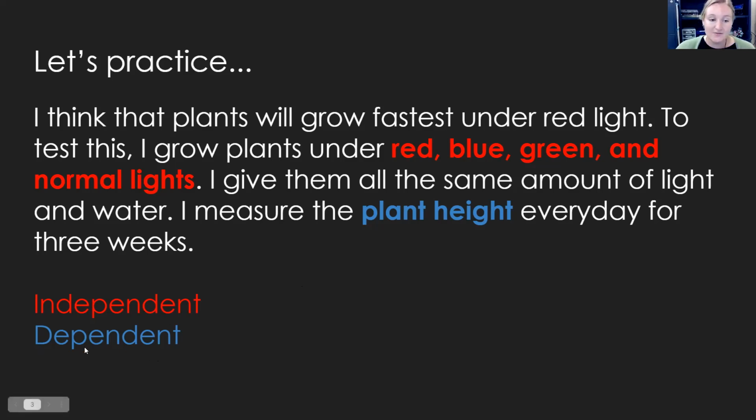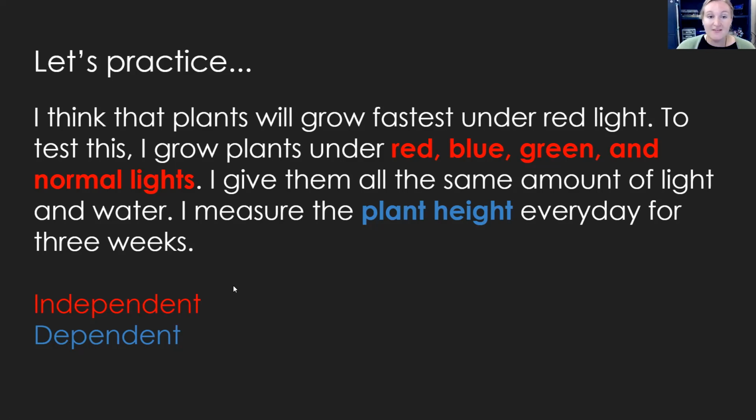My dependent variable, the data I'm collecting, is going to be the plant height. Our dependent variable, whatever data we're collecting, is the data that we're using to answer our question. So my original question is, under what color light will plants grow fastest? In order to answer that question, I have to measure plant height. So our dependent variable is what we're going to use to answer our question.